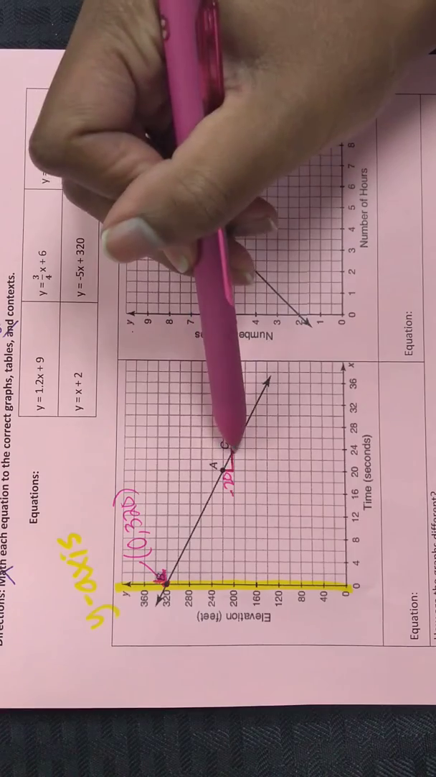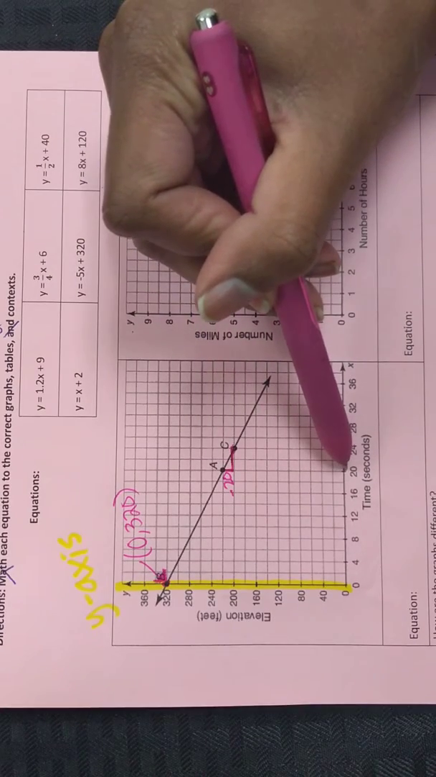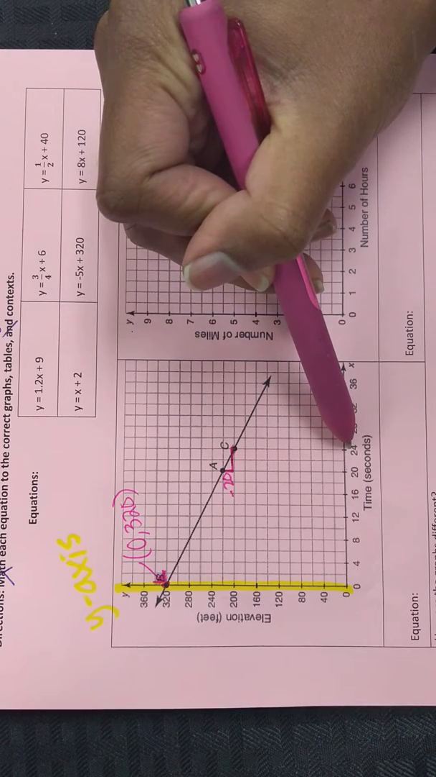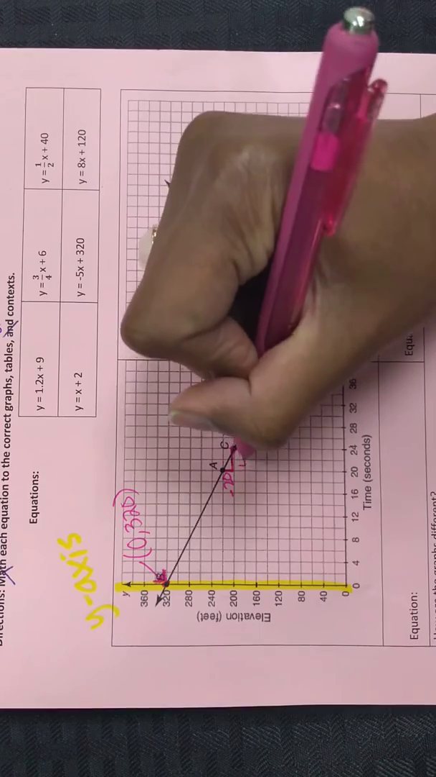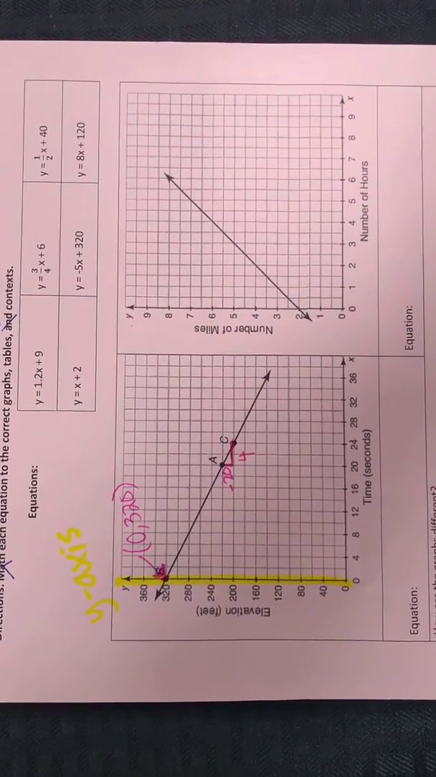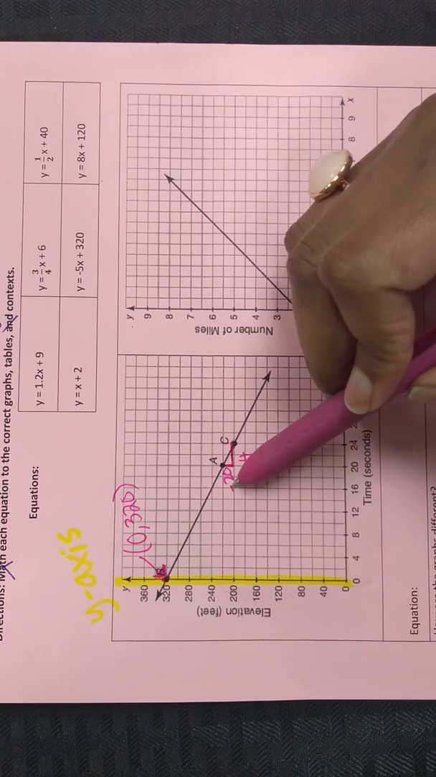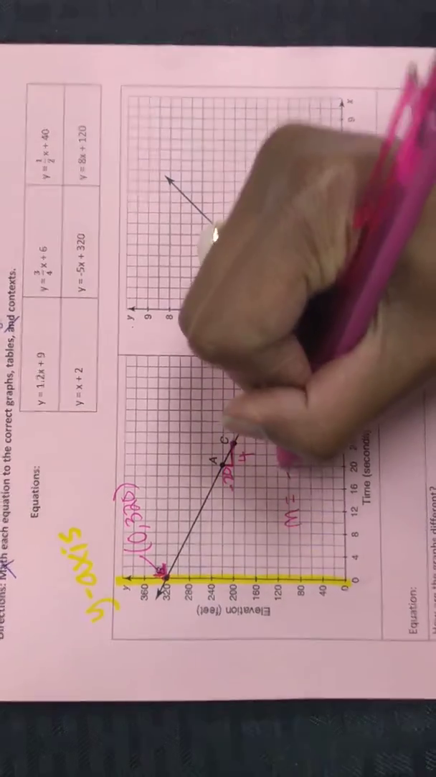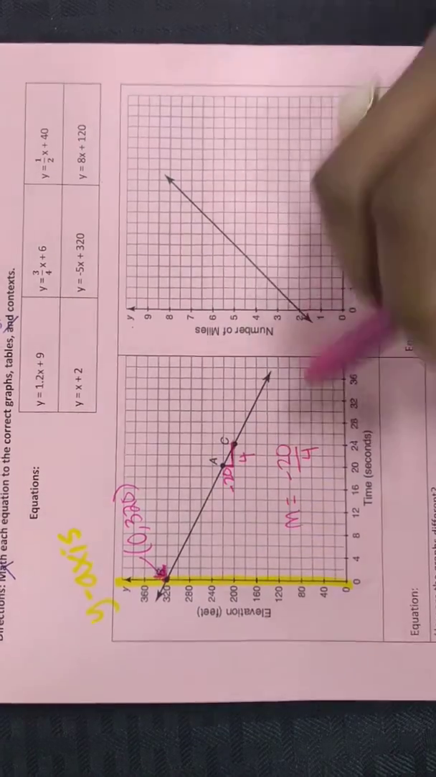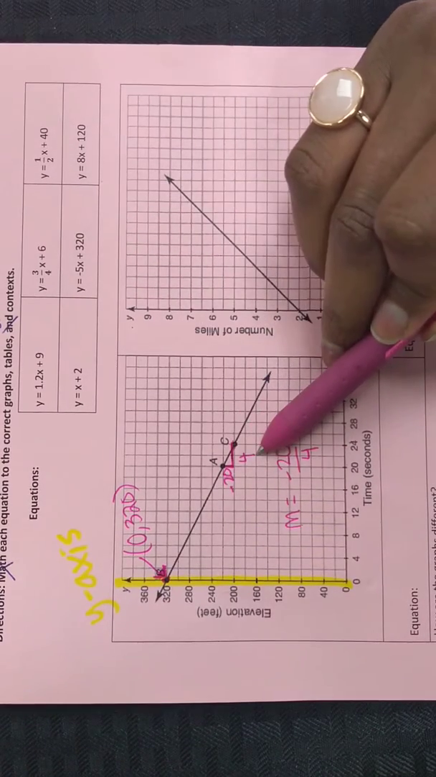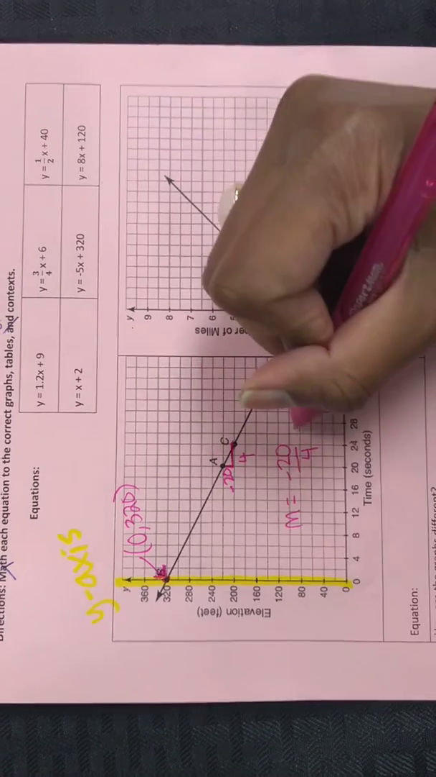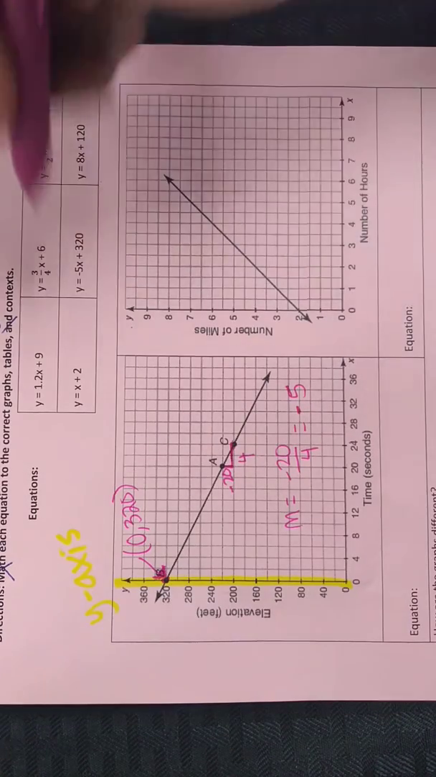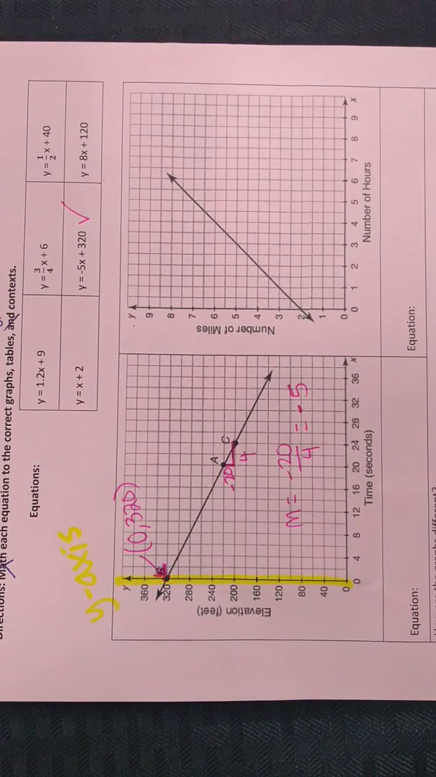Look at this. My run. This is going from 20 to 24, which means my run would have to be 4. Rise over run. That means I'm going from -20 over 4. So my slope, M, is -20 over 4. Well, I don't see that. But I know if I simplify, a negative divided by a positive equals a negative. 20 divided by 4 is 5. My slope is -5. It matches. Congratulations, you've made your first match.